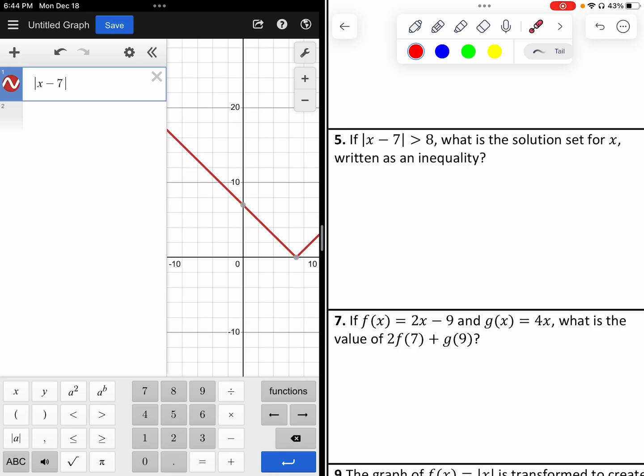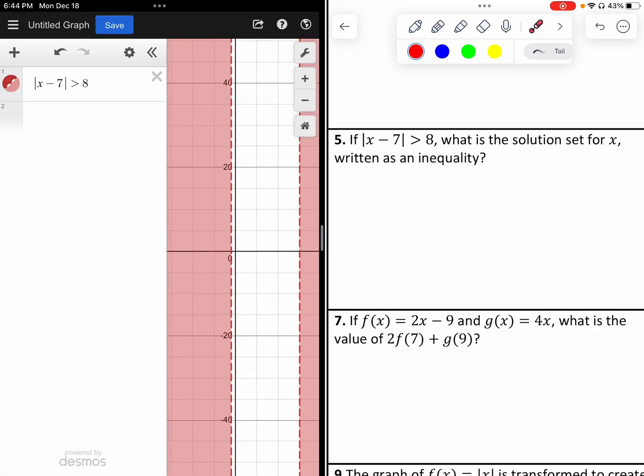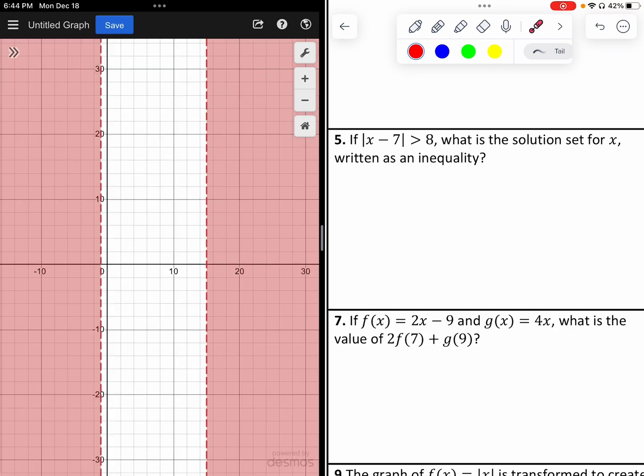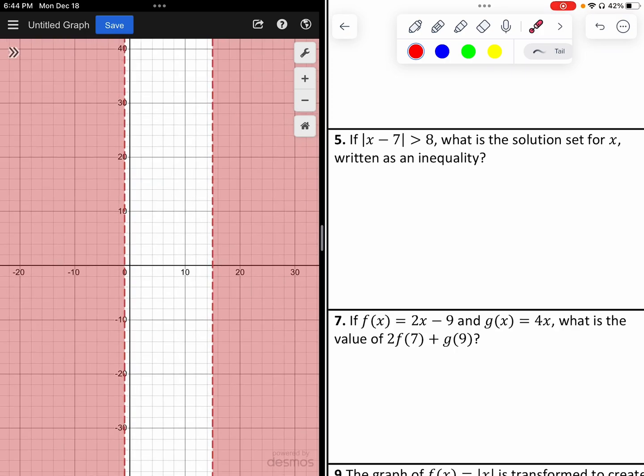I'm going to close my absolute value bars. Then I'm going to do greater than 8. And if you zoom out just a little bit, I'm going to hide that. Okay, that is what your graph will look like.